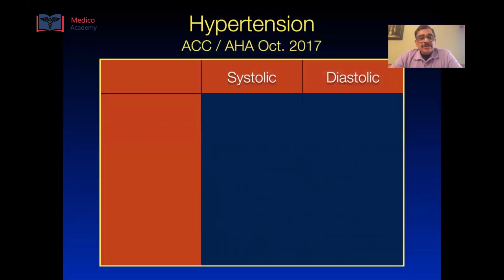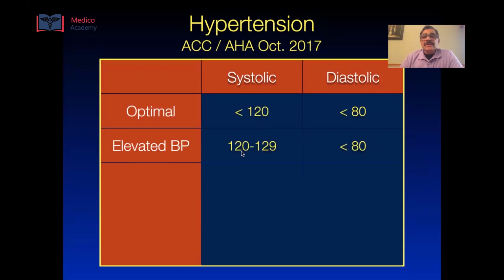This was another position statement by the American College of Cardiology and American Heart Association, published in October 2017, and this was a game changer. This brought many people who were supposed to be normal or pre-hypertensive suddenly into the hypertensive or elevated blood pressure category. So this was the change in the definition. Normal blood pressure now is considered as 120 over 80 millimeters of mercury.